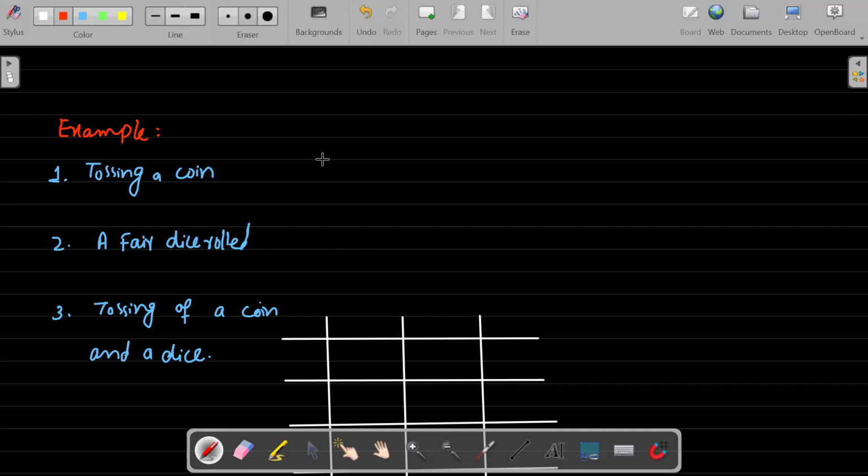So our sample space, I'm going to write it with S, will be head or tail. Whenever I toss a coin, I have a chance of getting either H, head, or T, tail. So my possible outcomes will be two, either head or tail. I cannot get head and tail at the same time.